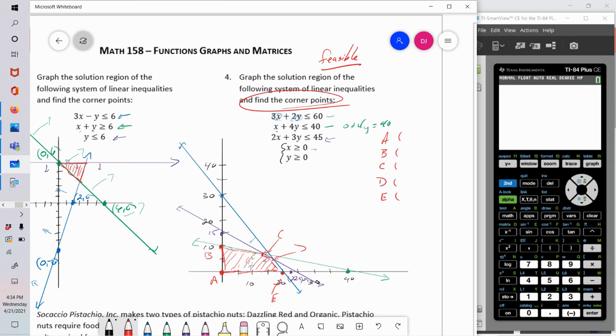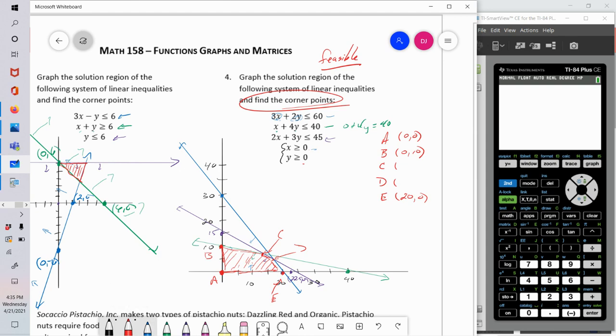Now, point A is fairly easy to find in this case. That's where these two lines, x equals 0 and y equals 0, intercept. So that's 0, 0. Point B, notice, is the y-intercept of the green line. And that was 0, 10. Point E, notice, is the x-intercept of the blue line, which was 20, 0. So we can get those fairly easily. What's going to be a little bit more difficult is point C and D.